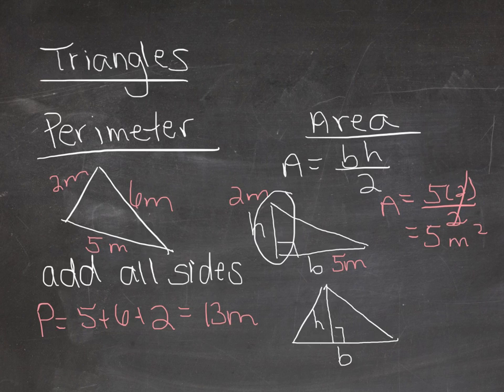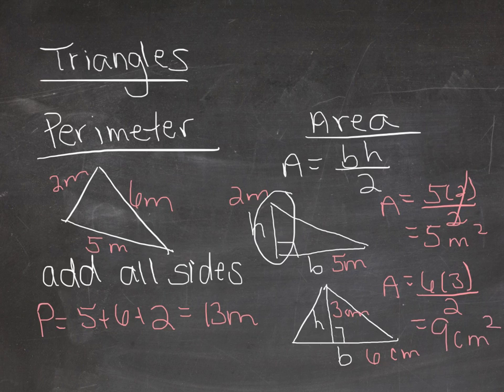So again, let's say that we were just given these measures. So this was 6 centimeters and this was 3 centimeters. So then the area of this triangle would be 6 times 3 divided by 2. So that's 18 divided by 2, which is 9 centimeters squared. So you may have to use the Pythagorean theorem or something like that in order to find the height if it's not given to you, the perpendicular height, if it's not a right triangle that you're dealing with.